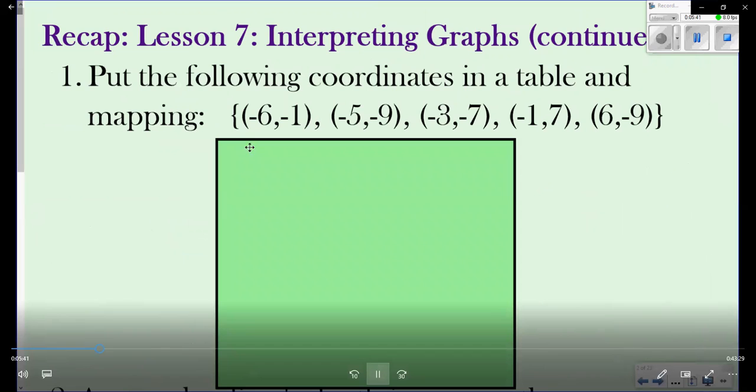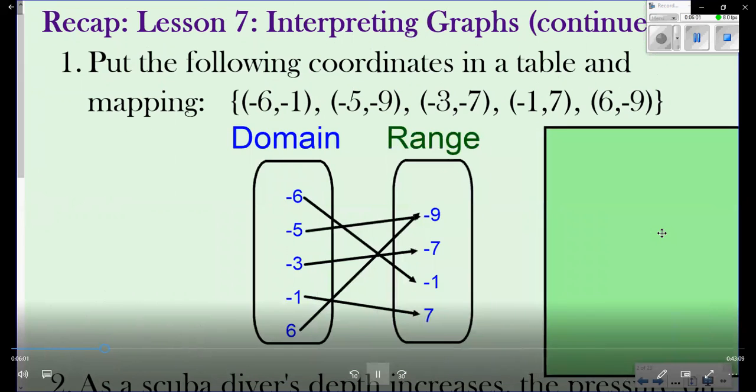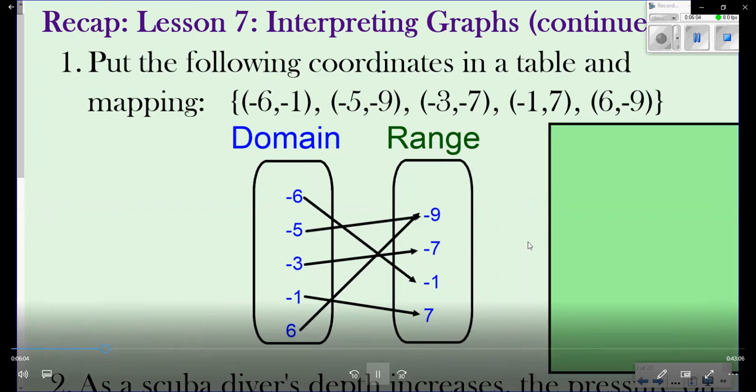Still continuing with the interpreting graphs review. This one says put the following coordinates in a table and map it. So you're doing two things, a table and mapping. For this one, we have the ordered pairs. If you were to do it as a map, you would have it in this form. You have the domain and the range. You put all your x coordinates under the domain. You put all your y coordinates in the range box, and then you just match up based on the ordered pairs that are written.